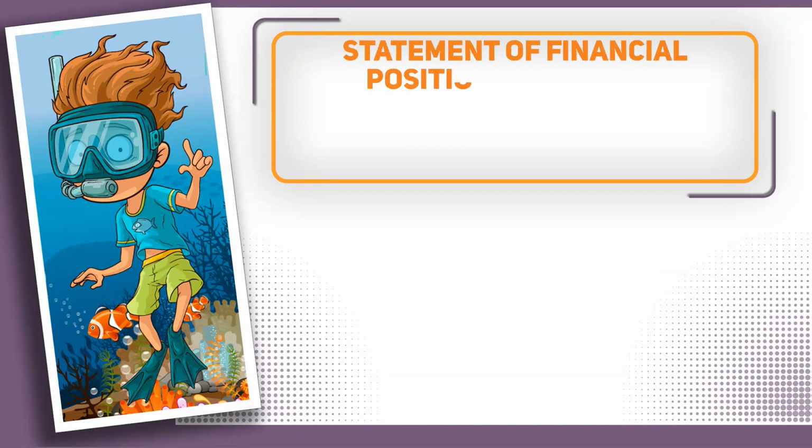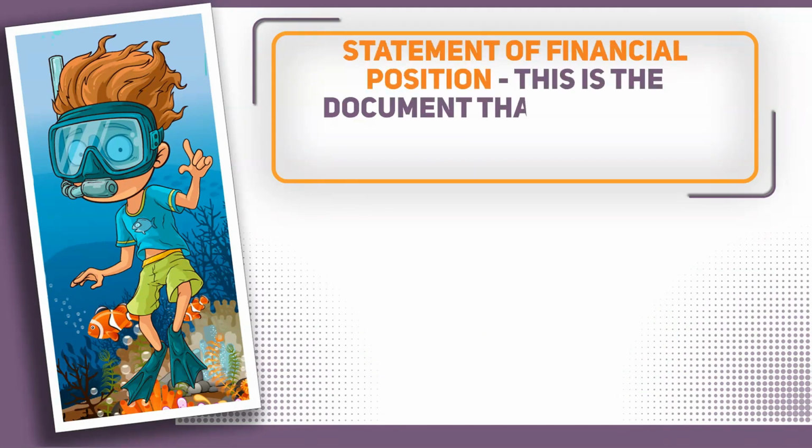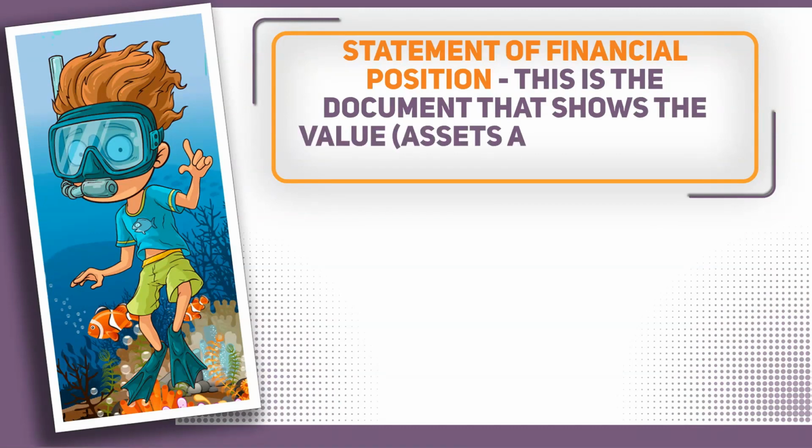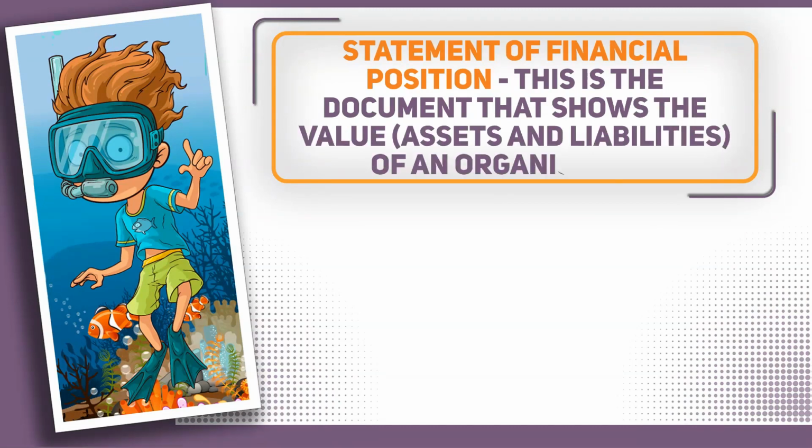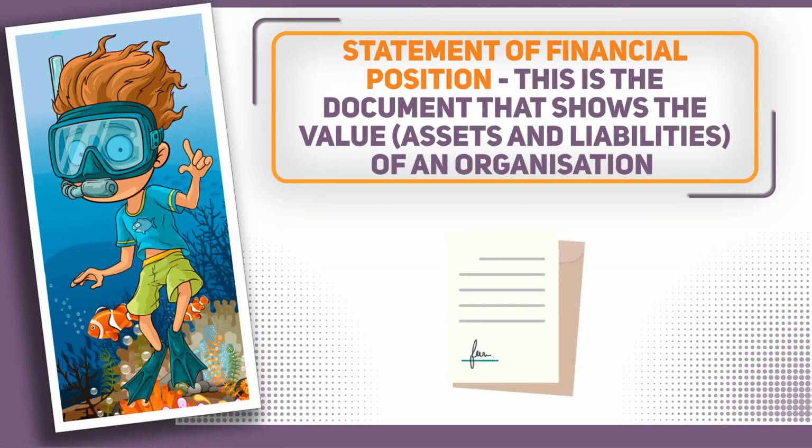And then there's the statement of financial position. This is the document that shows the value, assets and liabilities of an organisation, and where the capital has come from. It's also known often as the balance sheet. Josh hasn't really looked at the statement of financial position or a balance sheet before, so let's explain the key terms used in these important documents.